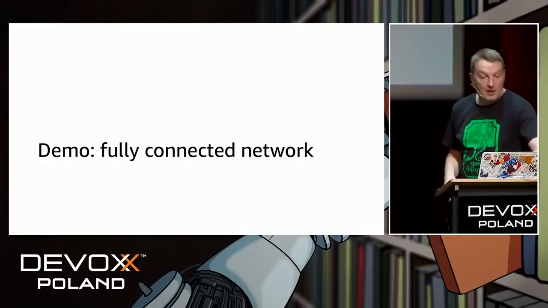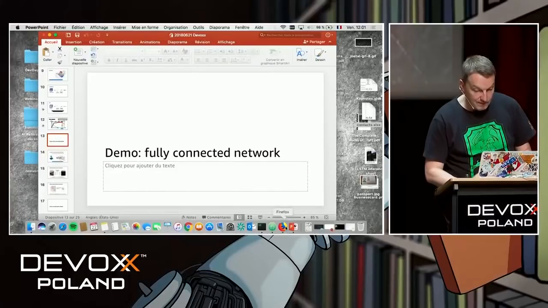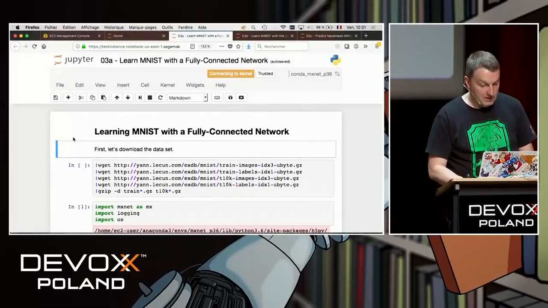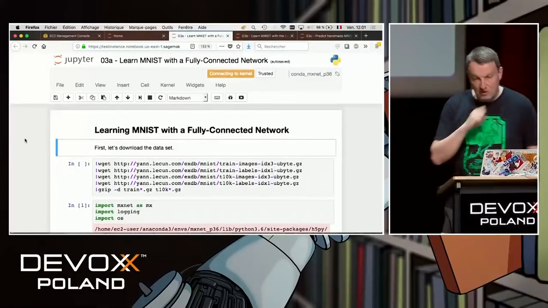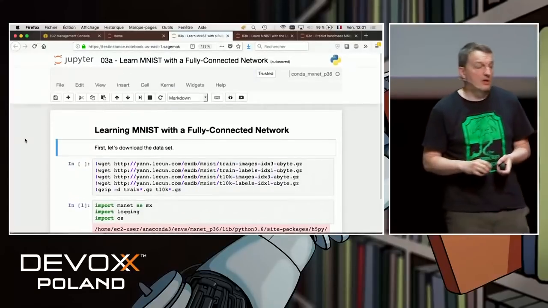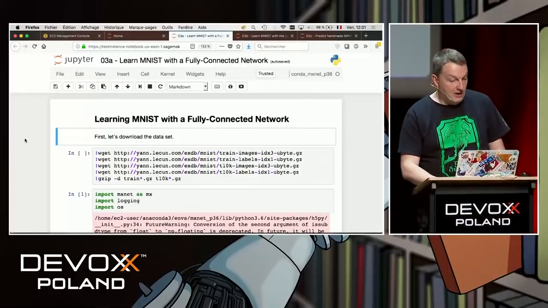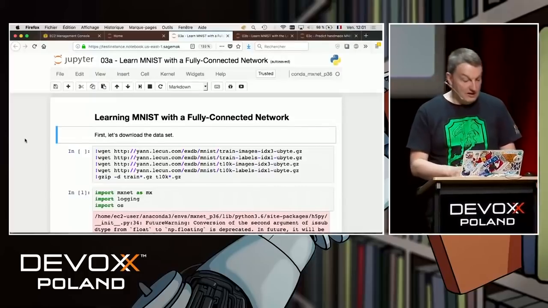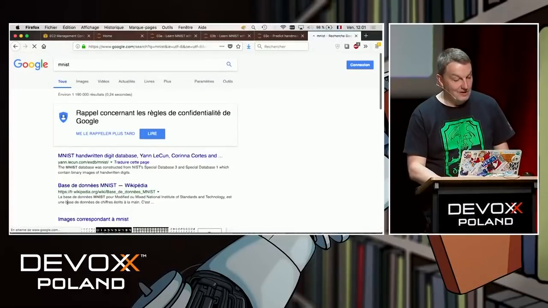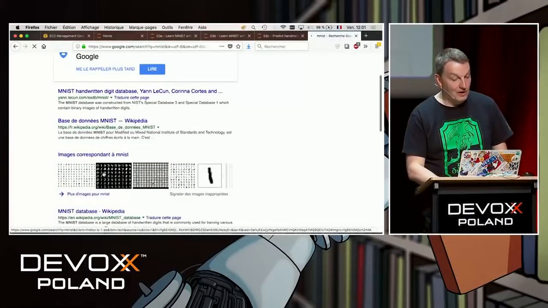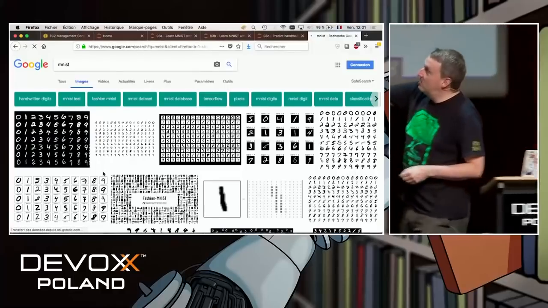So let's look at a first example. I'm going to use a deep learning library called Apache MXNet, which is the favorite library at AWS. And we're going to try to classify a data set called MNIST, which I'm sure you've seen before. It's a nice toy data set. It's not good for anything except experimenting. Okay, so this is MNIST, over there.